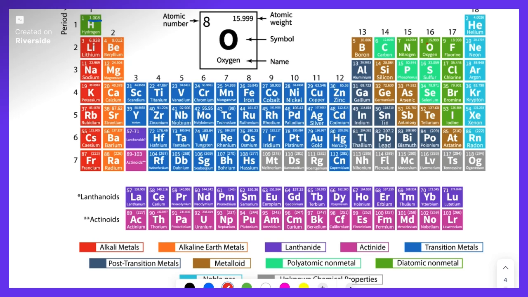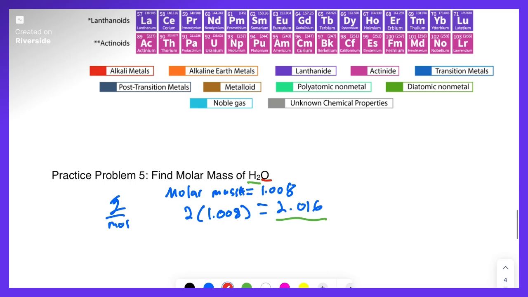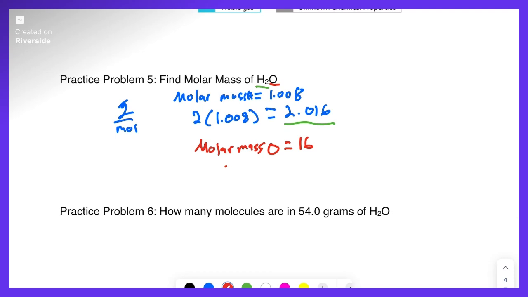And as we can see, that's 15.999. We're just going to round that to 16. So it says the atomic weight of oxygen is 16. And we know that the atomic weight is the same thing as the molar mass. So the molar mass of oxygen equals 16. And how many oxygens do we have? We only have one oxygen. So we're just going to do 1 times 16, and that's equal to 16.